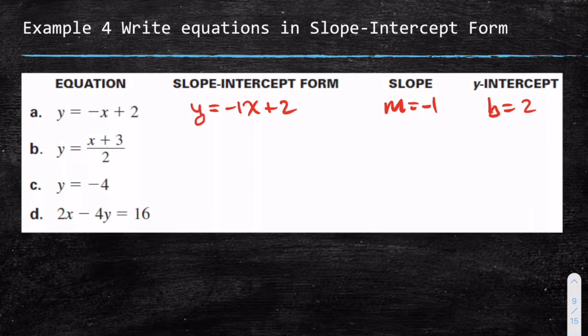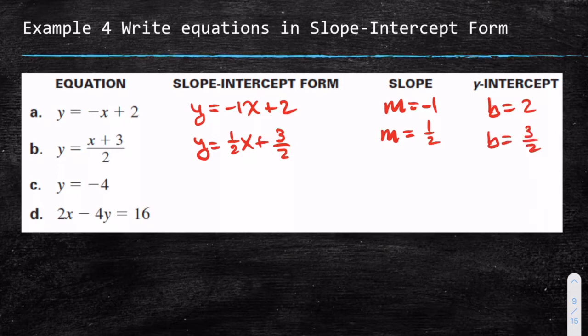Okay, so for this next one, I want you to understand that this is a fraction that can be rewritten this way. Y is equal to 1/2 x plus 3 over 2. Now, so that identifies the slope then as the number that's in front of x. That's 1/2. And the y-intercept then, b, is 3 over 2.